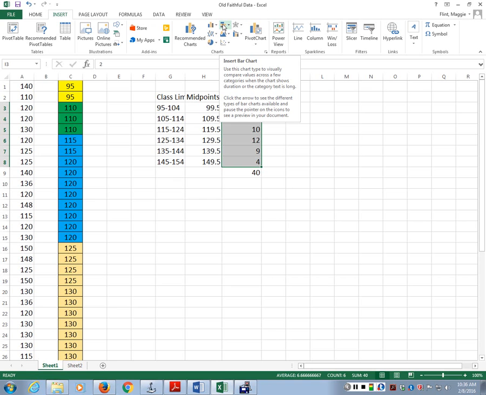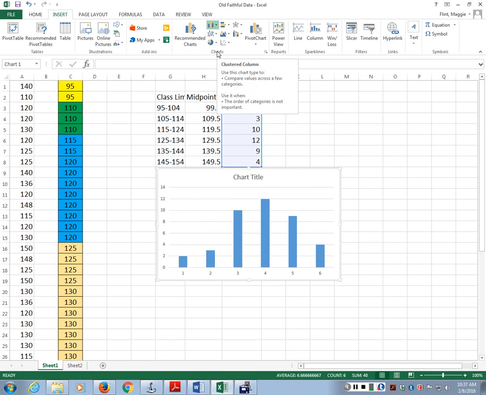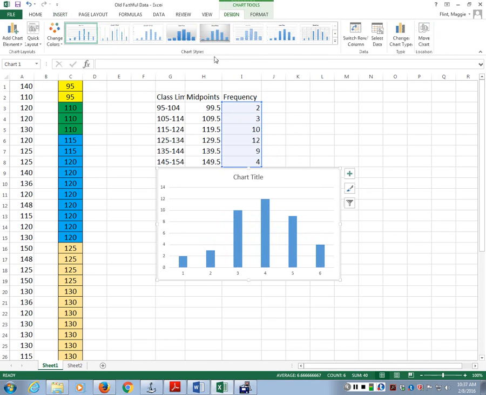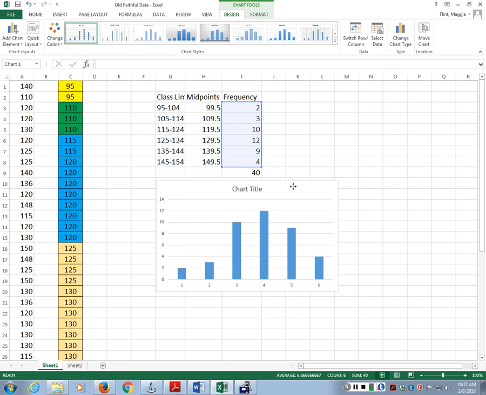And then I'm going to insert. And Excel is not real smart. It calls a bar chart something that has the bars to be horizontal. What we really want is a bar chart, but we want the bars to be vertical. After I've highlighted these frequencies, I can choose any of these, but since we know three-dimensional figures can be deceptive, we're going to choose two-dimensional figures. And there is the beginning of the histogram.